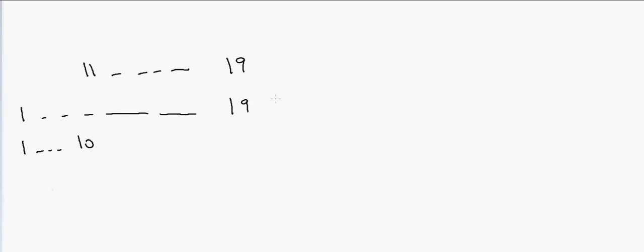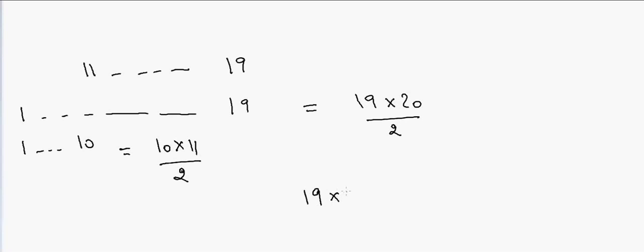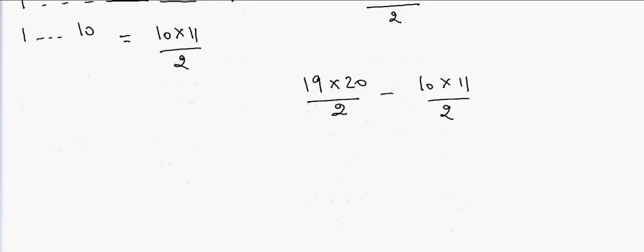So how will I do that? So 1 to 19 will be equal to 19 into 20 divided by 2, and 1 to 10 will be equal to 10 into 11 divided by 2. So if I subtract both, that will be equal to 19 into 20 divided by 2 minus 10 into 11 divided by 2. So that's how I can do the addition in sequence which does not start from 1.